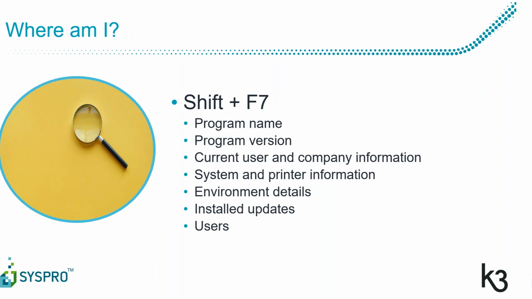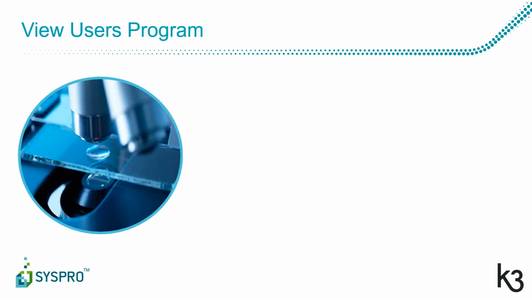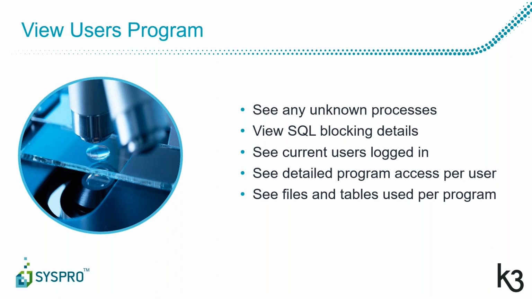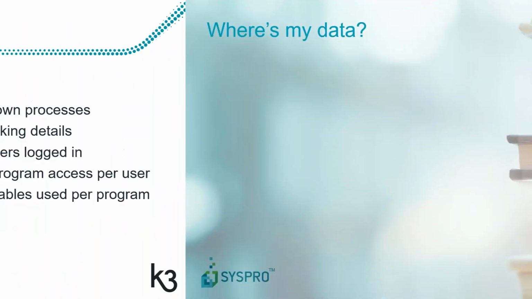From there, we dug into the users. And when we did that, we saw unknown processes. What I didn't focus on and show you, but you can also see, is SQL blocking details if there are any issues, current users that are logged in, the detailed program access per user, as well as files and tables that are used by that particular program. Well, that's great. I now know that program actually uses 22 files, but what if I wanted to see the information in there? Where is my data?